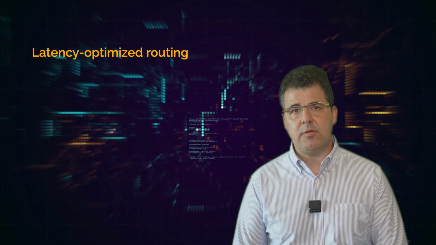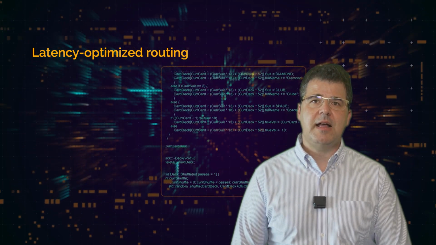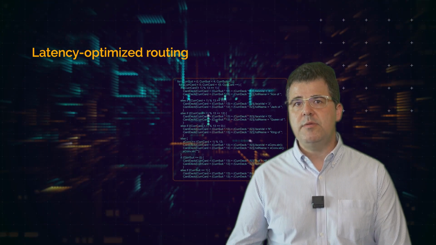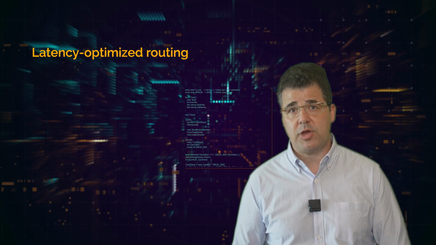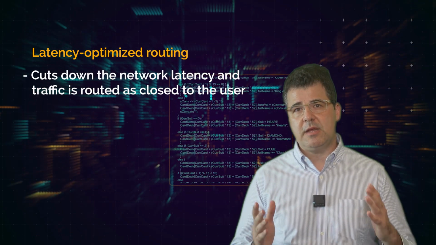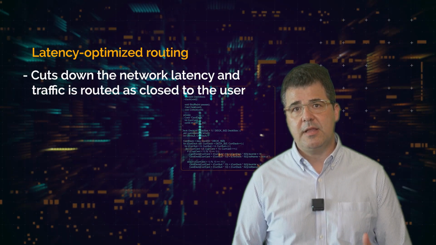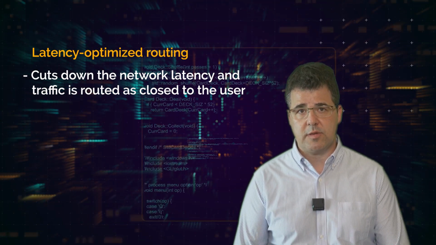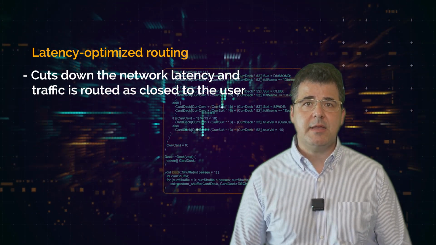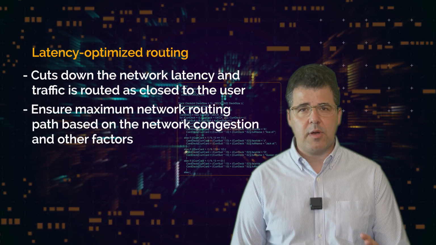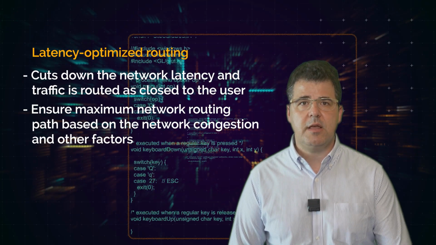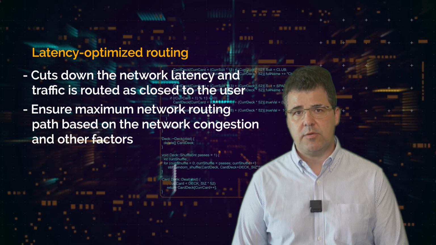Latency optimized routing. The capability of SASE to send user traffic to the nearest point of presence for inspection and then send it back to the user cuts down the network latency, and traffic is routed as close to the user. This capability ensures maximum network routing path based on the network congestion and other factors.